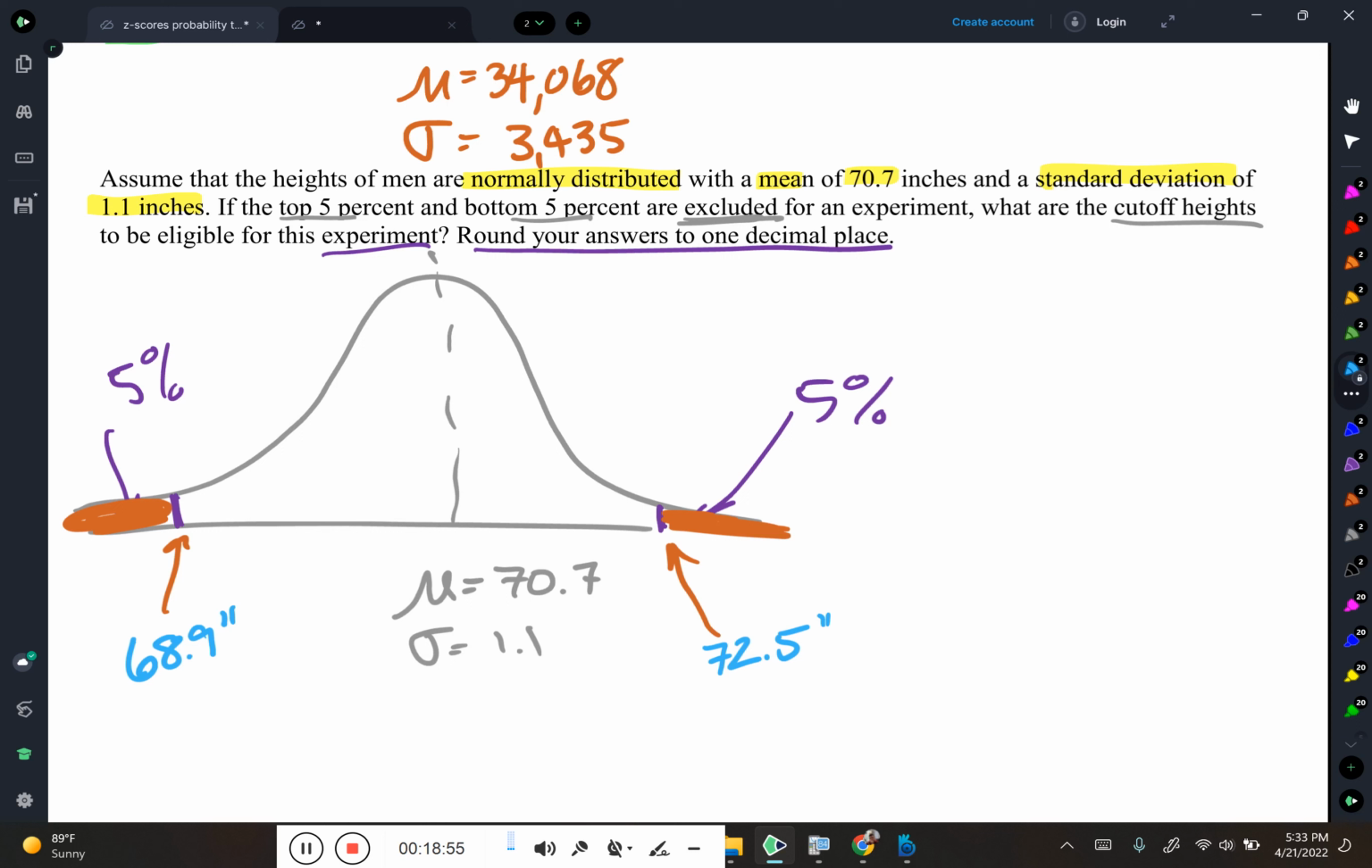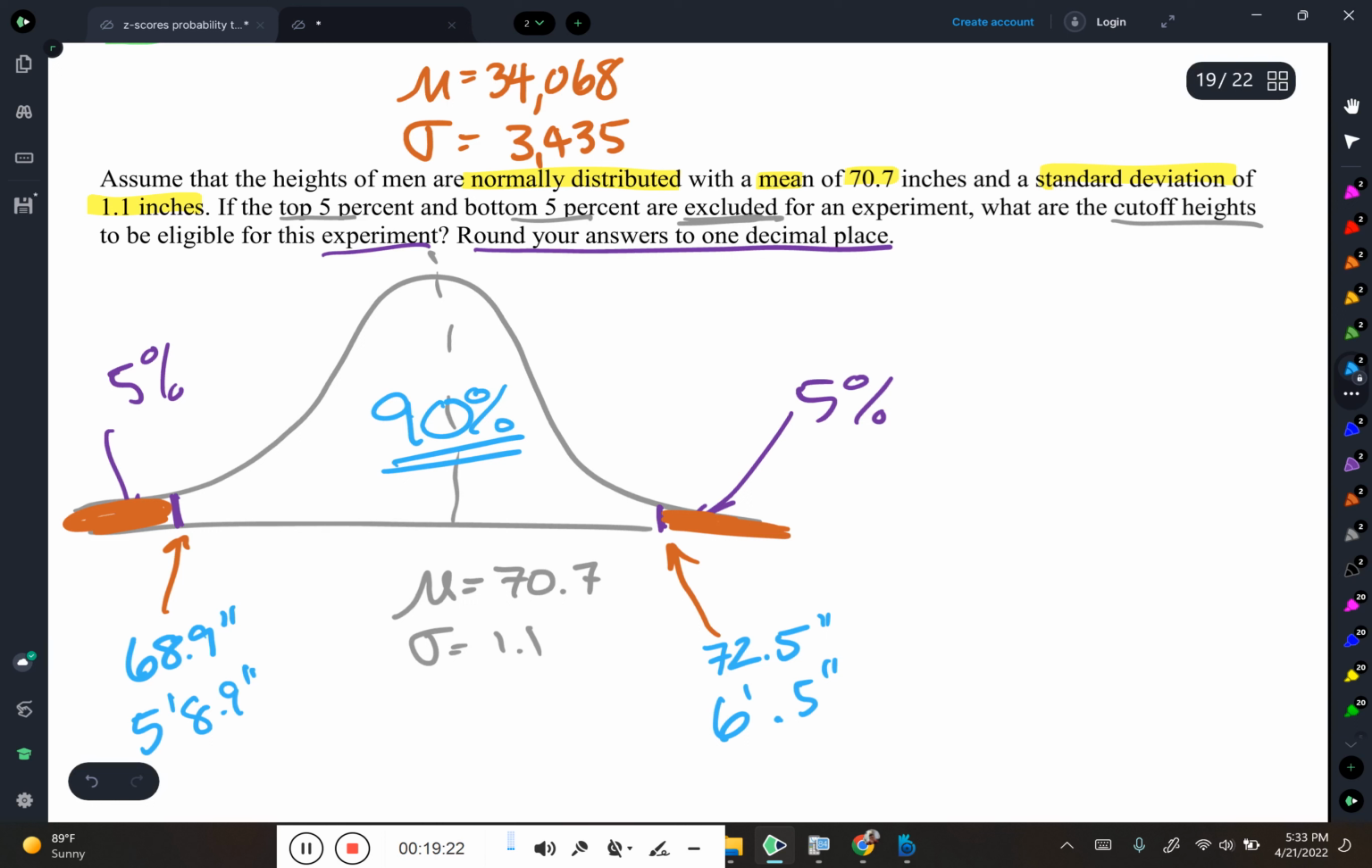So what is this, roughly 5 foot 8.9 inches. And this is 6 foot 0.5 inches. If you're taller than 6 foot 0.5 inches, or you're shorter than 5 foot 8.9 inches tall, you can't be in this experiment. But 90% of the people can be in this experiment. Okay? And if 90% can, 10% can't. Do you see how the two tails add up to 10?